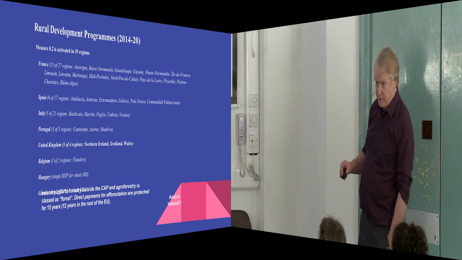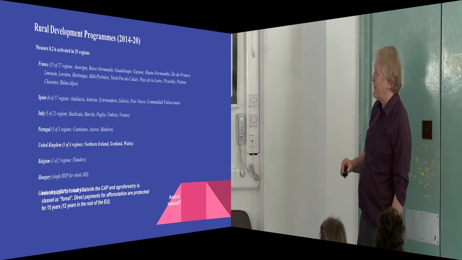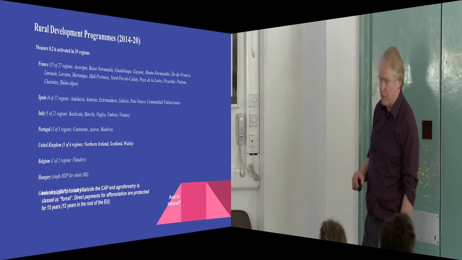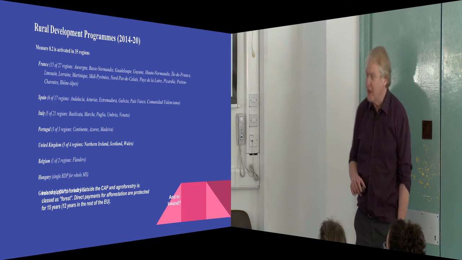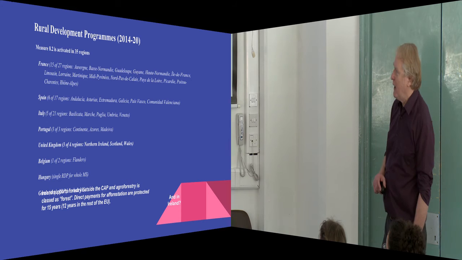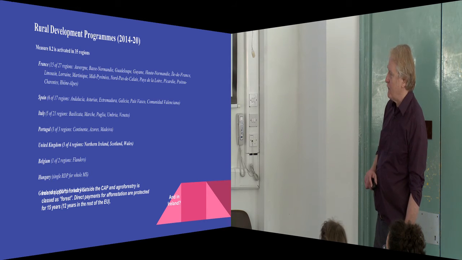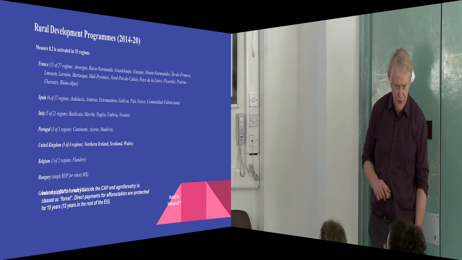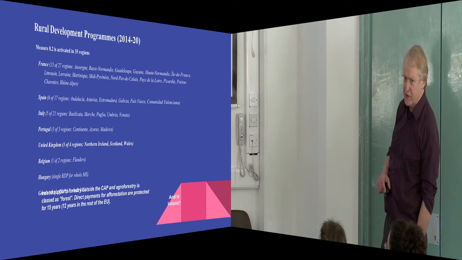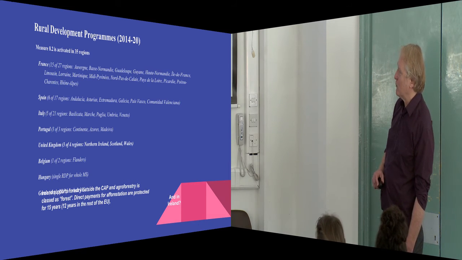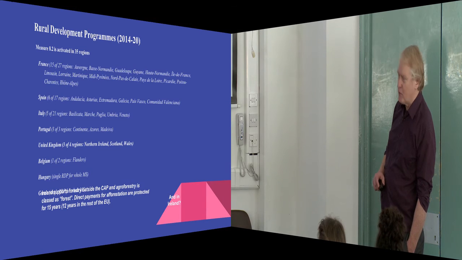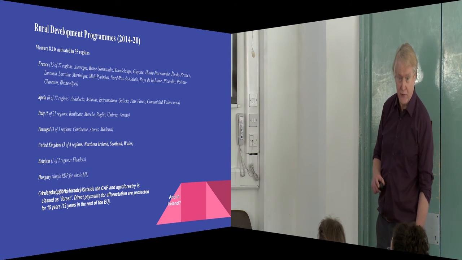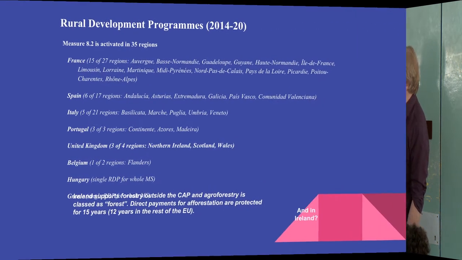Pillar 2 is the rural development programs. Those 35 regions out of the 118 regions within Europe implemented what's called Measure 8.2, which is the agroforestry measure, so money to plant new agroforestry. Ireland is not amongst those because forestry in Ireland doesn't come under the CAP. There's a separate regulation for forestry, but Ireland did implement an agroforestry regulation also. We need to work now quite hard with those regions to share the expertise and the experience that they have in implementing this agroforestry scheme: what went wrong, what was good.